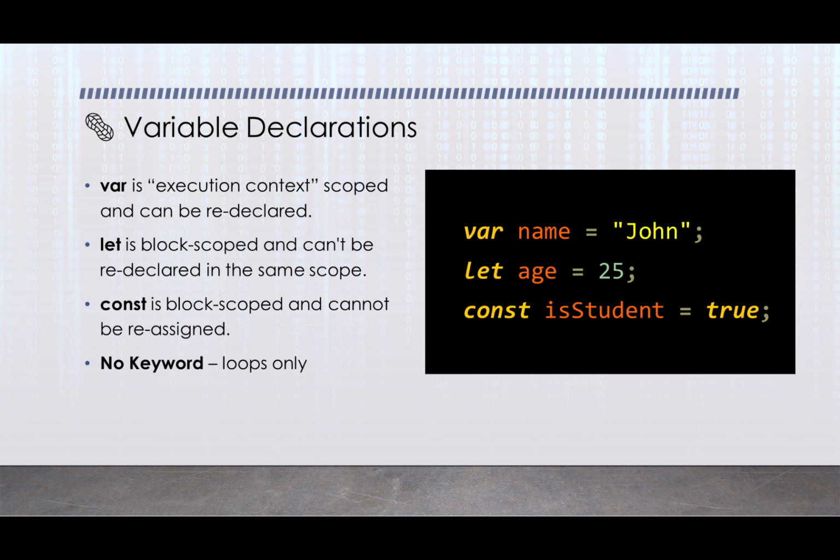But the short version, var is what we call the execution context scope, and it can be redeclared. And then we have let and const, they're both block scope or block level scope, and let cannot be redeclared, unlike var, which can be. And then const cannot be reassigned. All right, I know that's all a bunch of fancy jargon. We're going to take a look at that and what all of it means in the code in just a minute. Last thing, we can actually declare a variable without using any keywords, and I'll show you the case where we do that in just a moment. To the code.